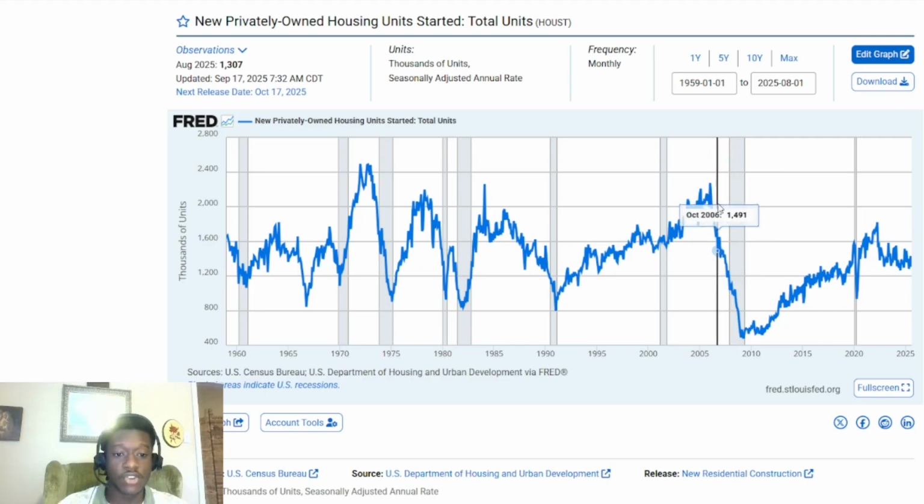Obviously, the great financial crisis, housing starts just fell off of a freaking cliff. There was a crash there, and COVID. There was a housing starts crash there. Now I think we may have another one. If I had to expect, we may have another housing starts crash over here.